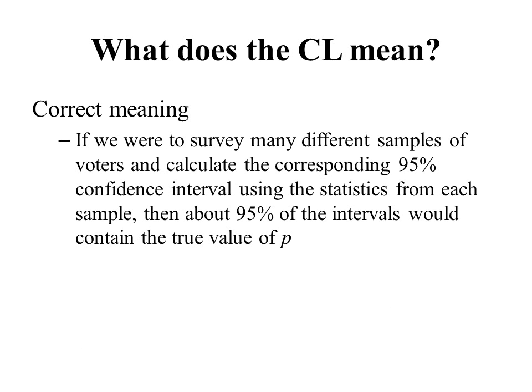Now, one question we might ask is, what does that confidence level of 95% mean? Well, let's give a correct meaning, and then we'll give an incorrect meaning and talk about the difference between them. So the correct meaning is that if we were to survey many different samples of voters and calculate the corresponding 95% confidence intervals using the statistics from each sample, then about 95% of the intervals would contain the true value of P. So it's saying that if we did this process of going out collecting data and then calculating the confidence interval many times, then about 95% of our confidence intervals are going to contain the true value of P.